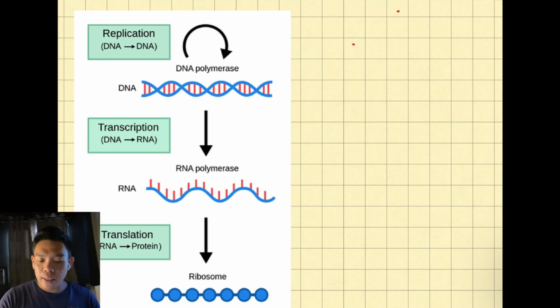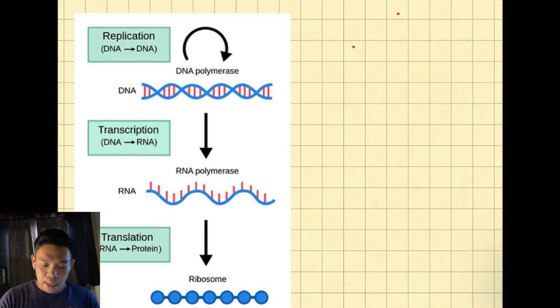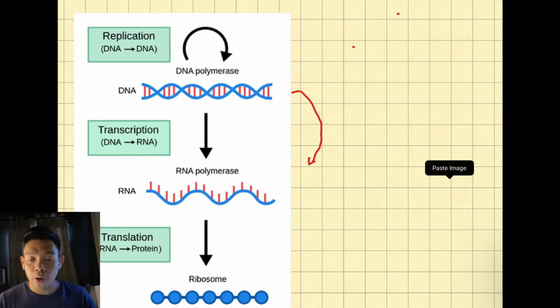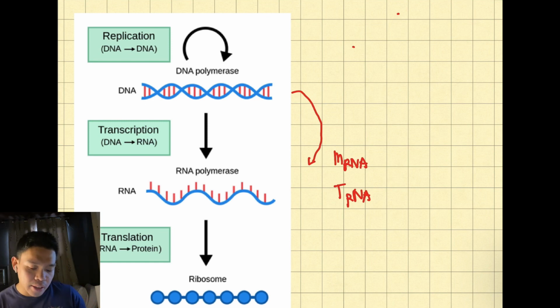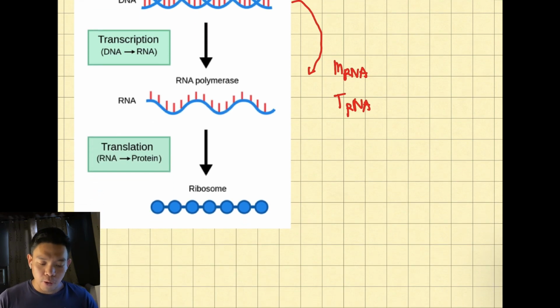Now, after the DNA has been replicated, this DNA will be transcribed, wherein the DNA, a double-stranded molecule, will turn into a single-stranded molecule, which is what we call RNA. Okay? So the RNA will form into mRNA and tRNA. Okay? So the messenger RNA and the transfer RNA. And it will form into the ribosomes by making a protein.